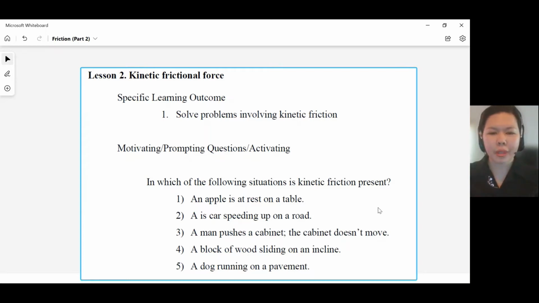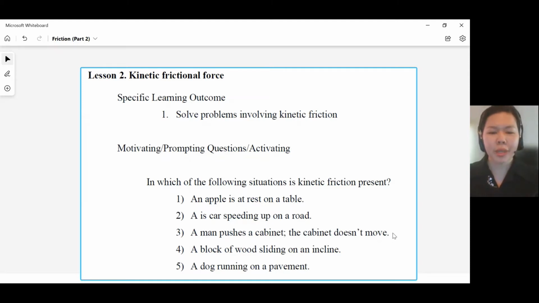Number 1, an apple is at rest on a table. Since this apple is at rest on a table and it is not moving, then kinetic friction is not present. Number 2, a car speeds up on a road. Since this car is moving, then kinetic friction is present.